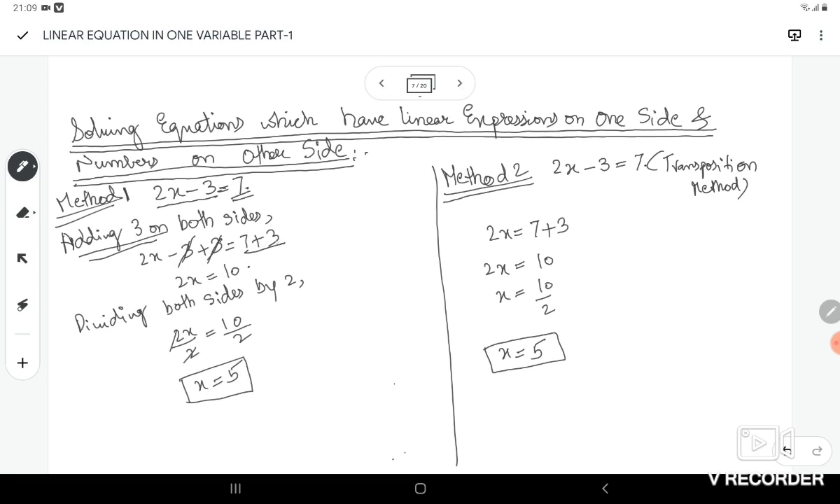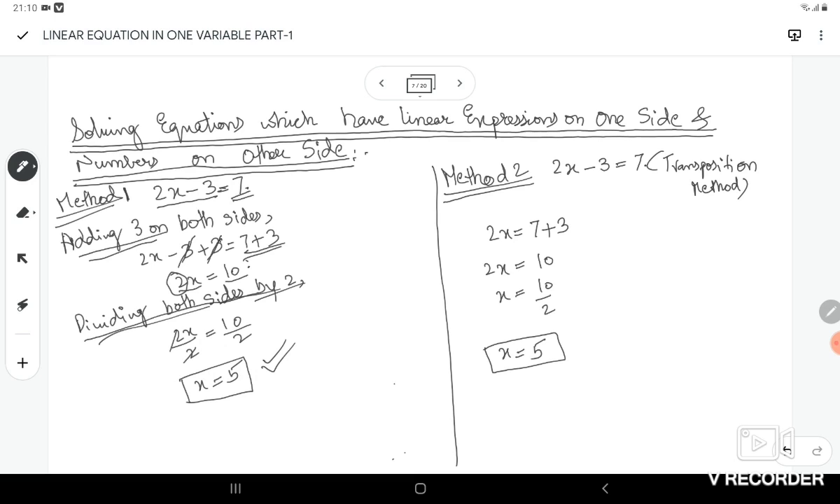And we get 7 plus 3 on the right hand side. So 2x becomes equal to 10. Now we have to remove 2 from the left hand side so that we get the equation in the form of x only, which can be done by dividing both sides by 2. Now dividing both sides by 2, the 2 and 2 get cancelled from the numerator and denominator, and we get x equal to 5.